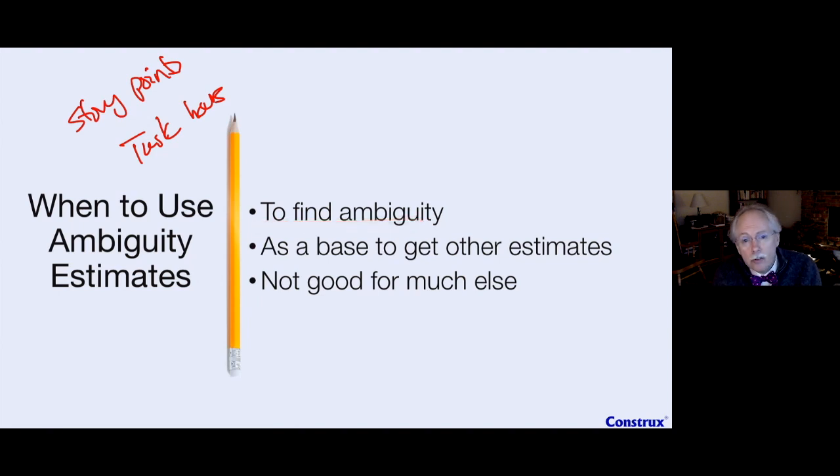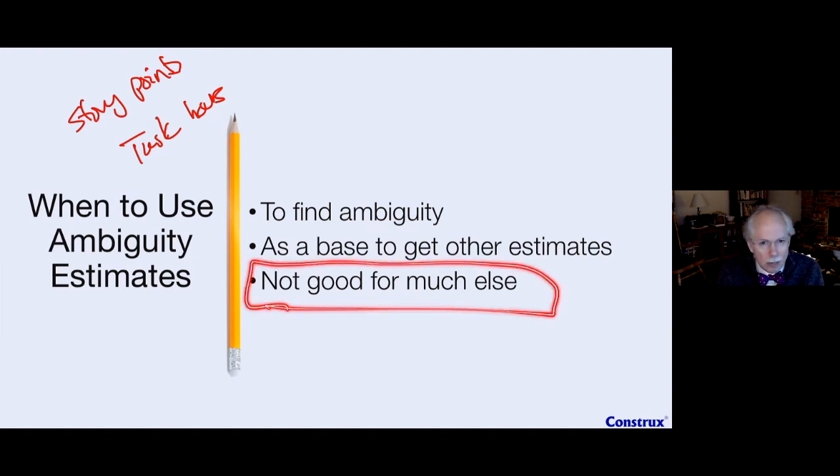You could also use it as a base to get other estimates, because what I'm going to suggest is that this is an easy way to get a first estimate. And then we can start using some sort of math to get our other estimation types out of this. So we'll start here, but we have to be careful, because we don't want to stop here if we're trying to do something else with this. In fact, we may want to start here, move to something else, and then erase this as quickly as possible, because it's really not good for much else. And this gets a lot of people in trouble.